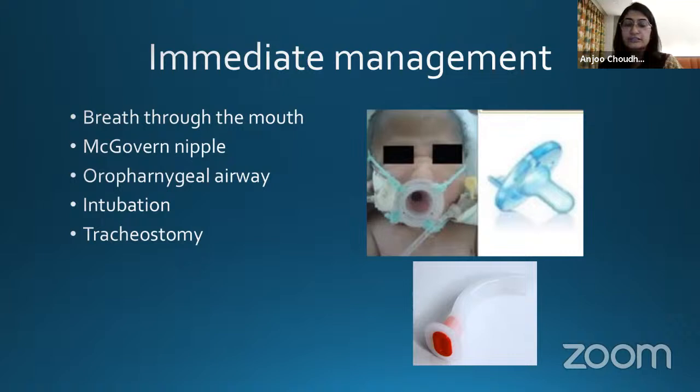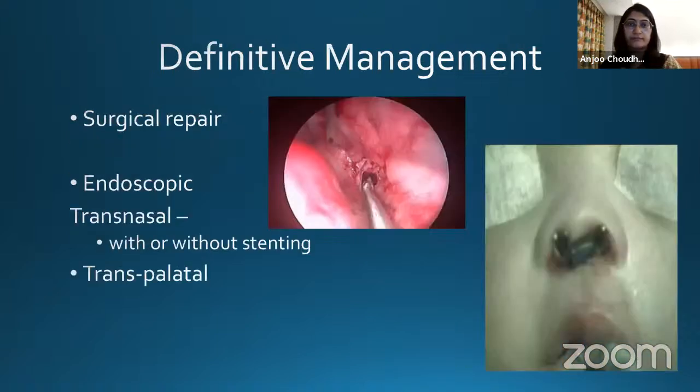Sometimes, if there are associated congenital upper airway anomalies or facial malformations, and intubation is difficult, then they may need immediate tracheostomy. Now, definitive management 100% has to be surgical. Nowadays, with advanced endoscopic instruments, we do it transnasally with or without stenting.